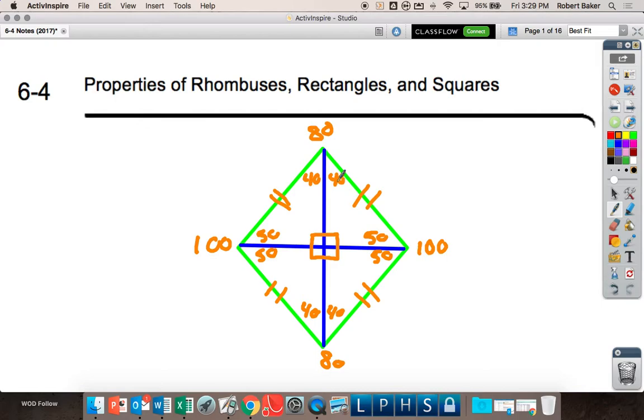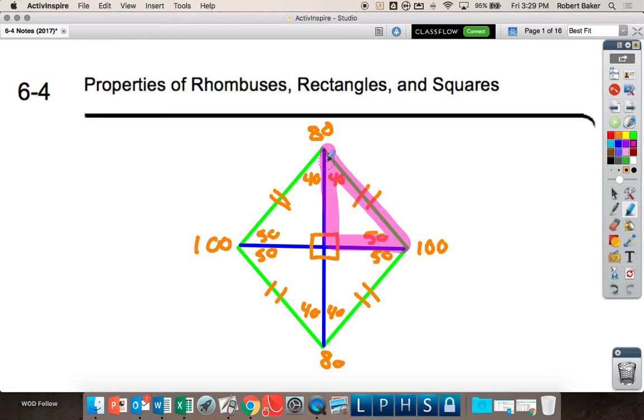Okay, let's look at the 8 triangles. How many degrees are in that pink triangle? 90 plus 40 plus 50 is 180.